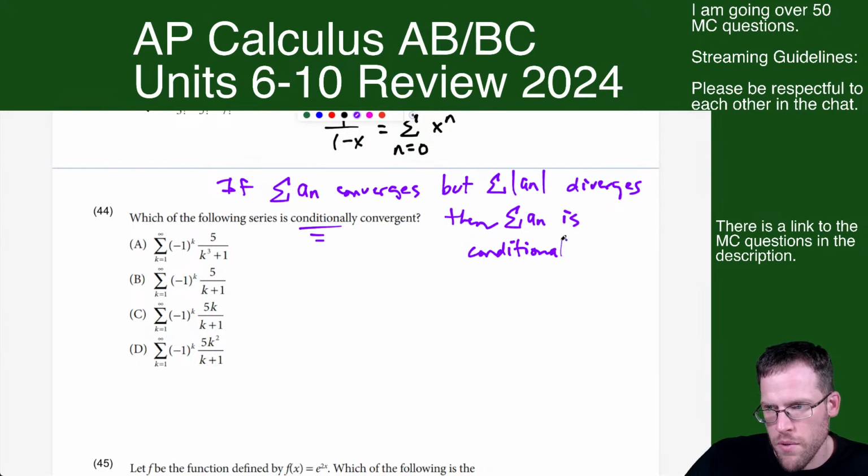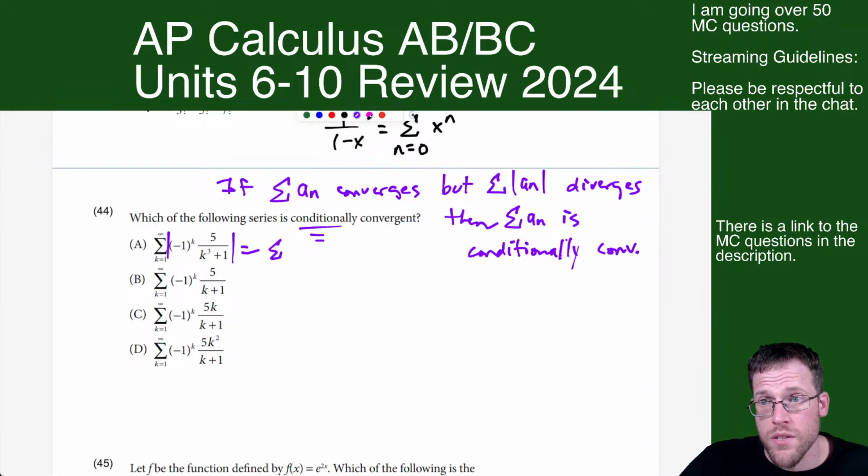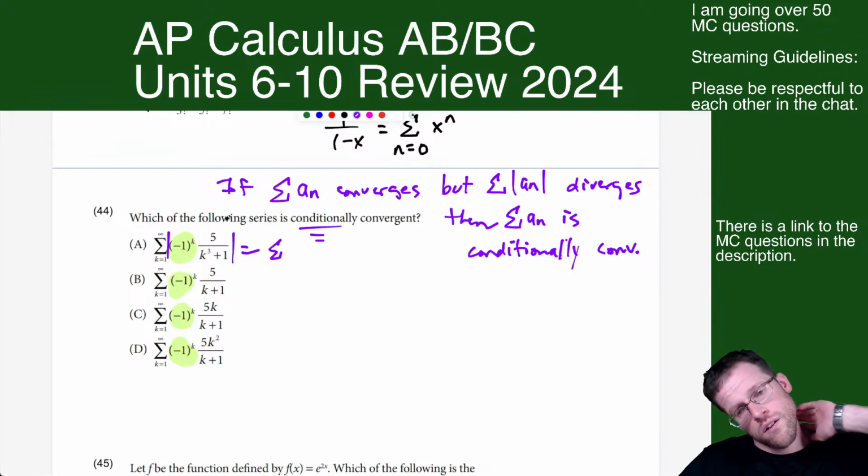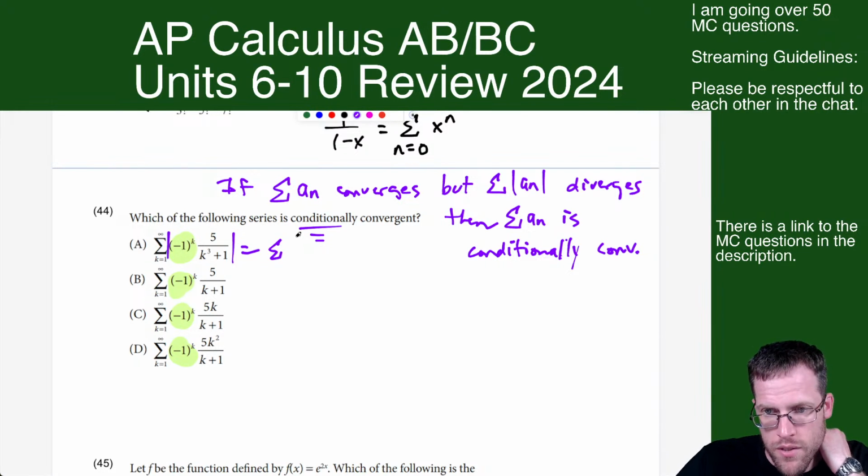So it's really just going to be an alternating series that fits the bill, is conditionally convergent. I kind of just do these in my head. I'm like, all right, if I absolute value this, absolute value just gets rid of the negative 1 to the k. So it's going to destroy all of these. So here I do the absolute value, and it's going to make 5 over k to the third plus 1.